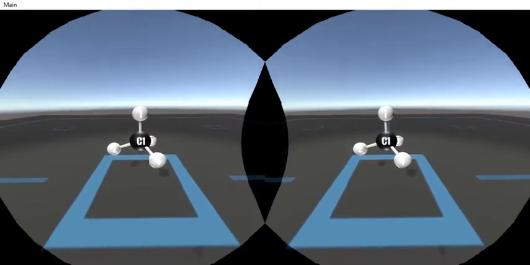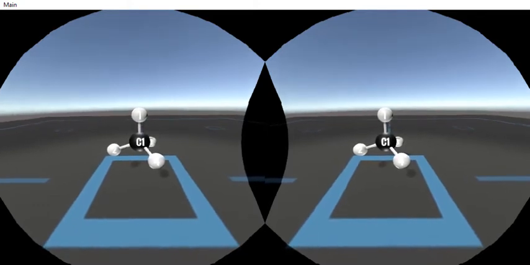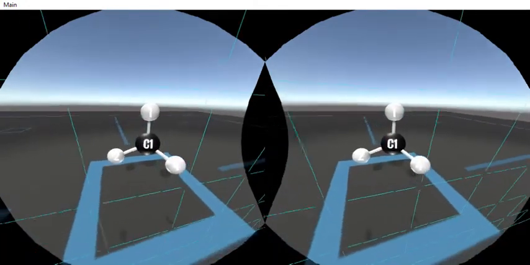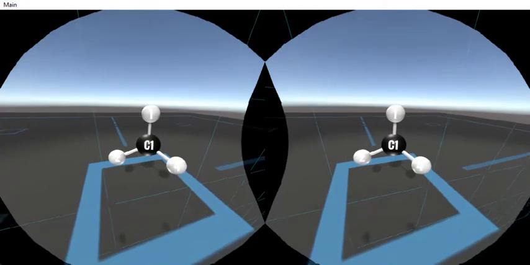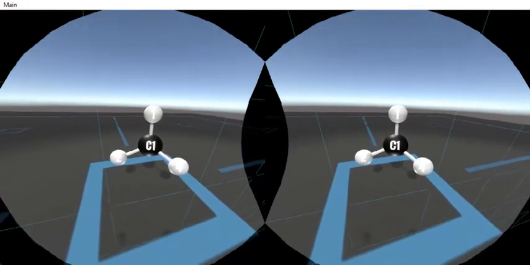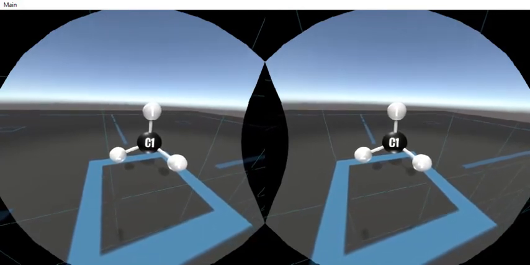So here we're looking at a methane with carbon 1 up, carbon 2 to the left, carbon 3 in the back, and carbon 4. And so if we were to orient carbon 3 to the back, we would see it goes from 1 to 4 to 2 in the clockwise direction.